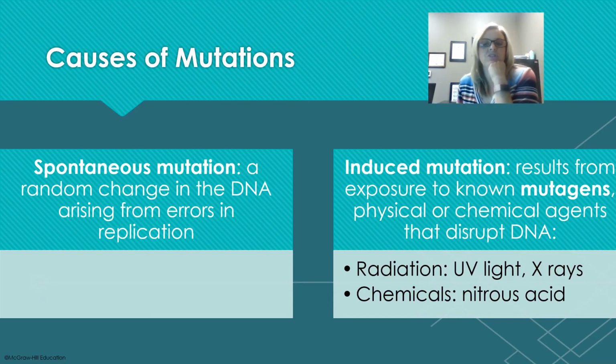So it causes mutations, and there's two basic types of mutations. We can have a spontaneous mutation or an induced mutation. A spontaneous mutation is just a random change in DNA that happens often due to errors in replication. An induced mutation occurs because something else has caused it to happen. This can be due to exposure to common mutagens that are going to be chemicals, UV light, X-rays, physical or chemical agents, anything that can disrupt or change DNA.